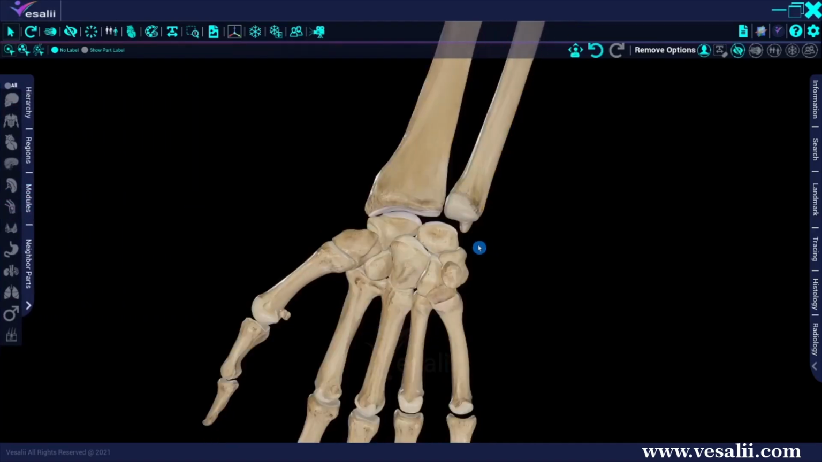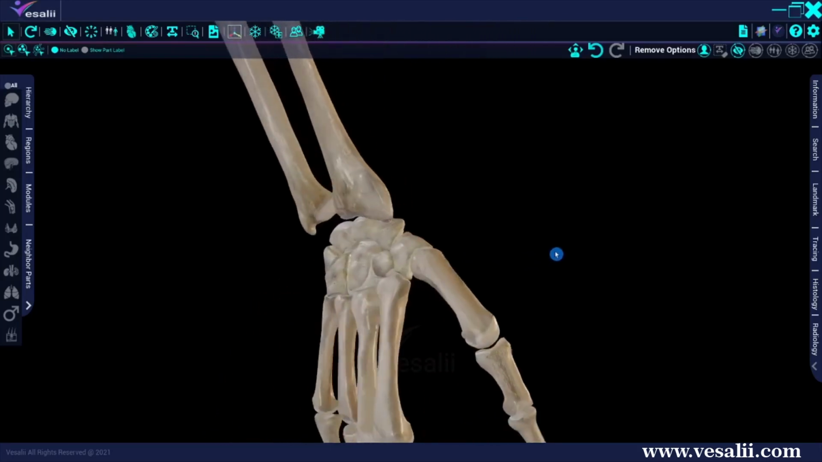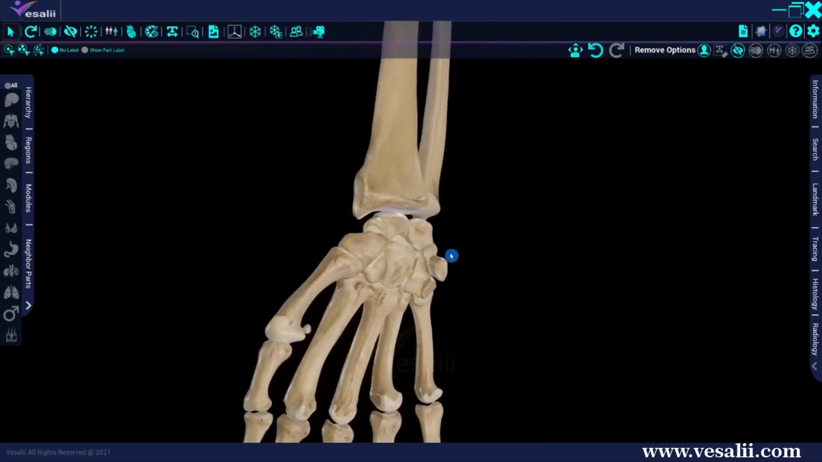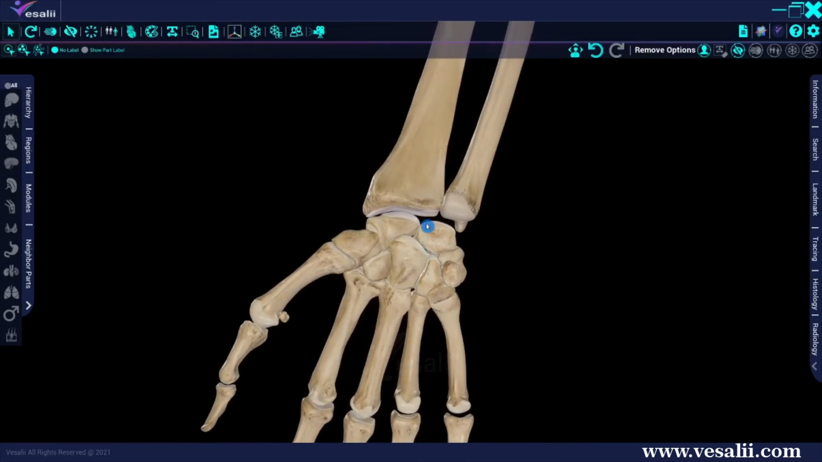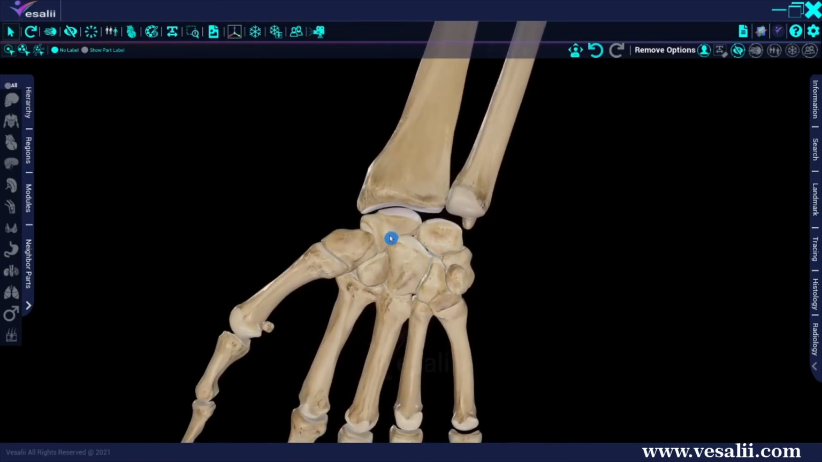The wrist joint is also called the radiocarpal joint, and it is a synovial ellipsoid or condyloid joint. In an ellipsoid joint, an oval convex articular surface fits into an elliptical concave articular surface.